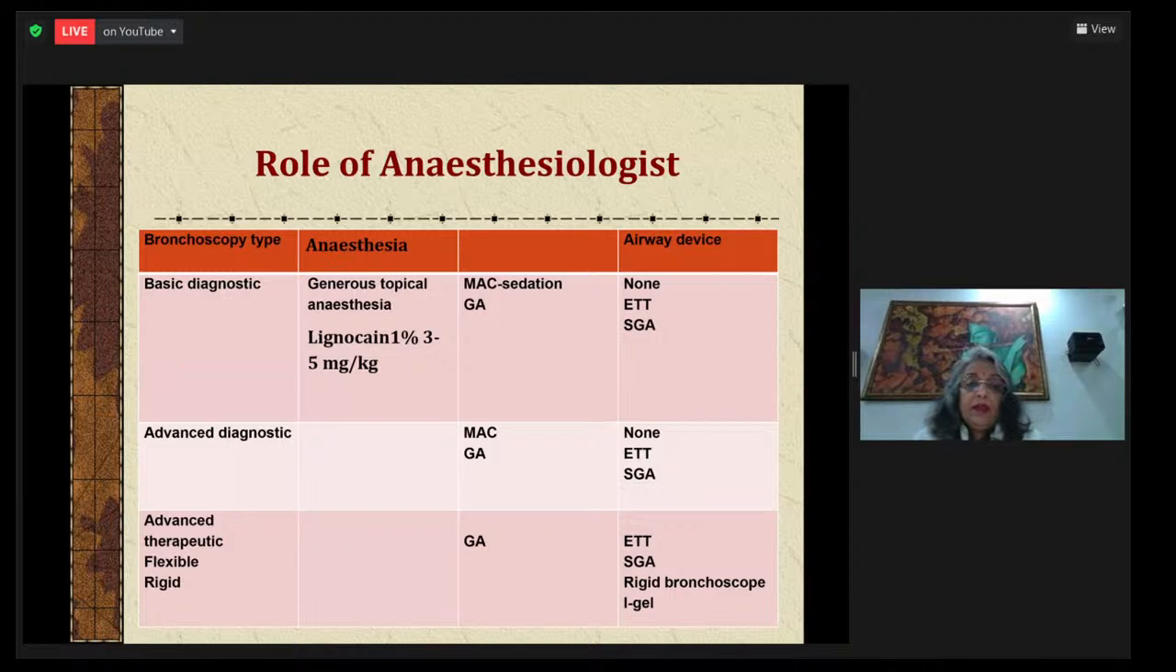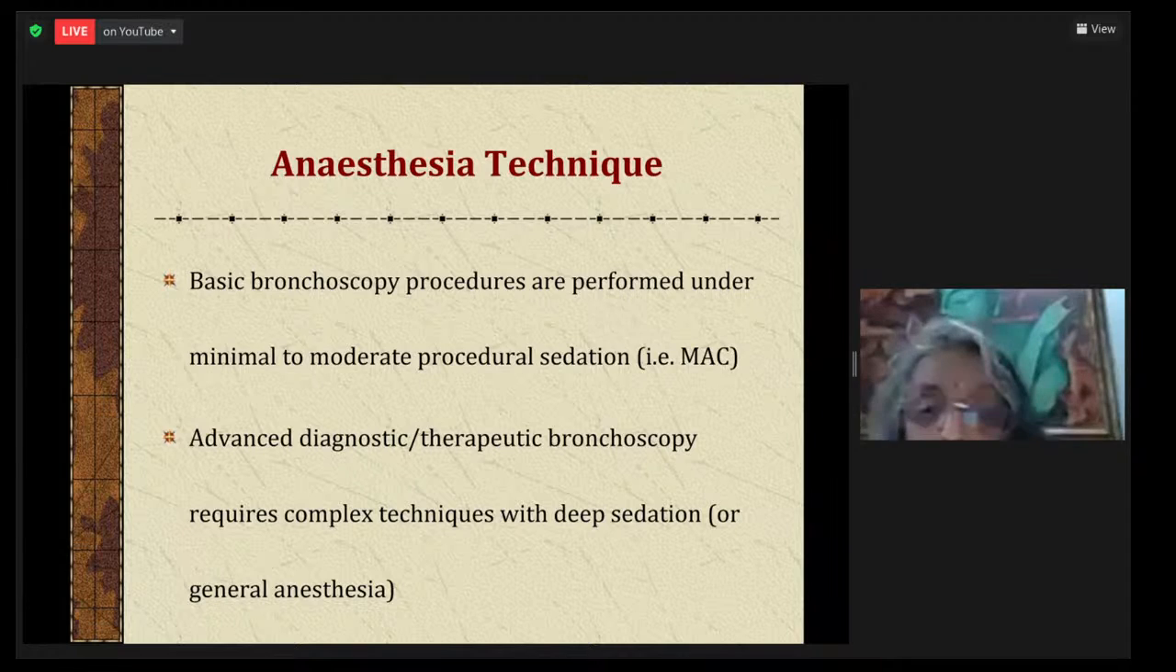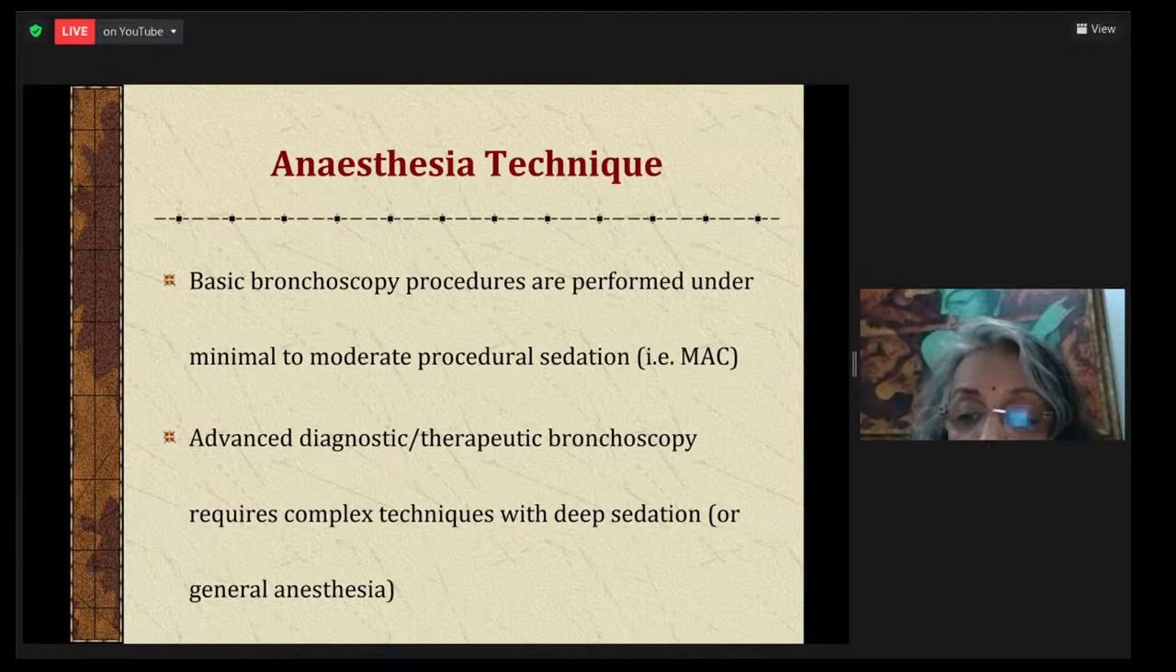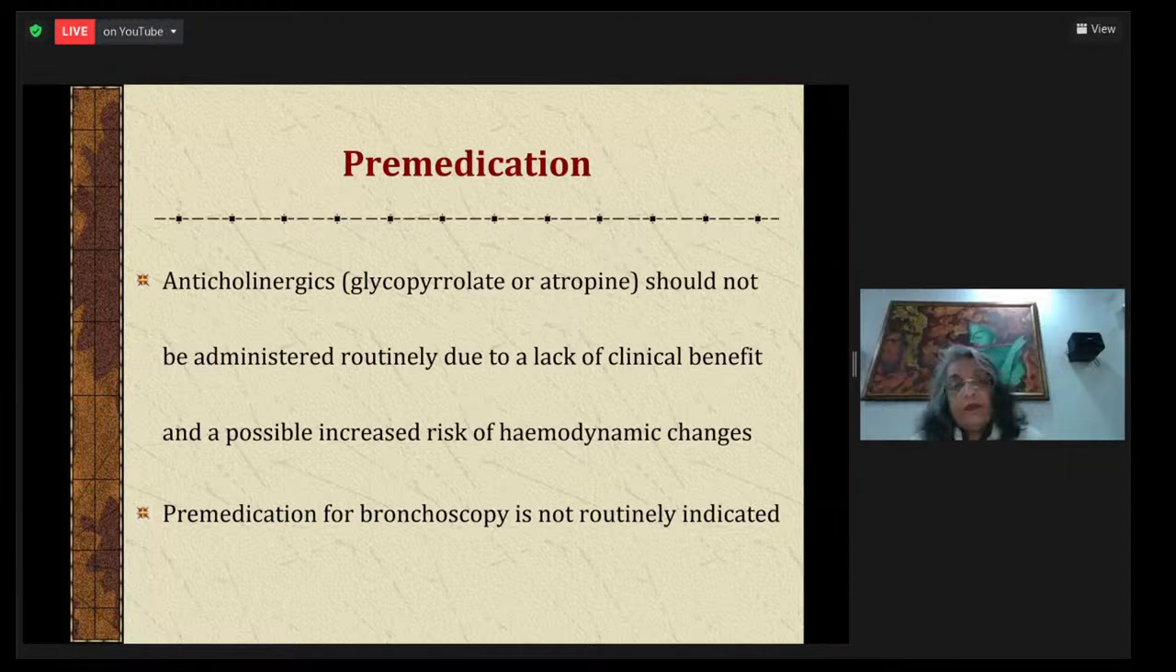So as I said, the basic bronchoscopy procedures are performed under minimal or moderate anesthesia, while the advanced diagnostic and therapeutic procedures require deep sedation or even general anesthesia. Pre-medication is usually not required in these patients, because if we give some, with the patient already having a respiratory compromise, there may be an increased risk of hemodynamic changes. So sedatives, etc., are only given if the patient is too anxious. Otherwise, giving sedation can also hamper the respiratory drive of the patient.